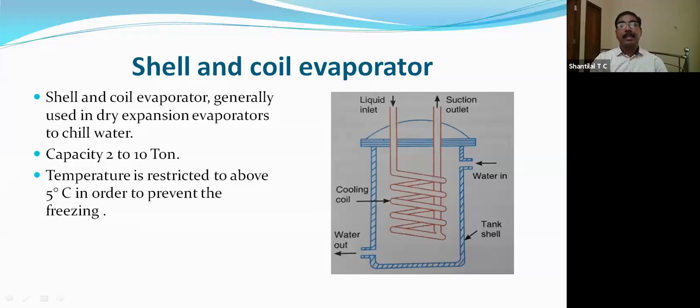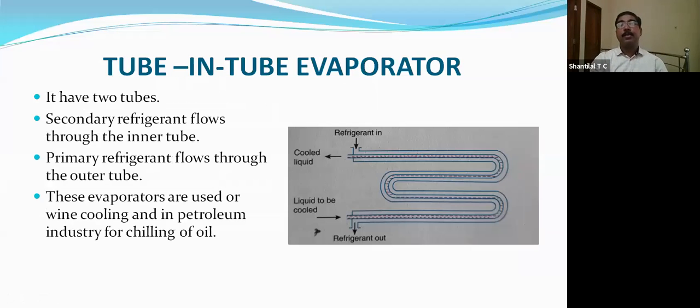And another is a tube in tube evaporator, or tube within tube type evaporator. Already on the condenser side we learned about the tube within tube type condenser. It is a similar type, two tubes, one tube inserted into the other tube. This is the outer tube, and this red color is showing the secondary refrigerant. So primary refrigerant, secondary refrigerant.